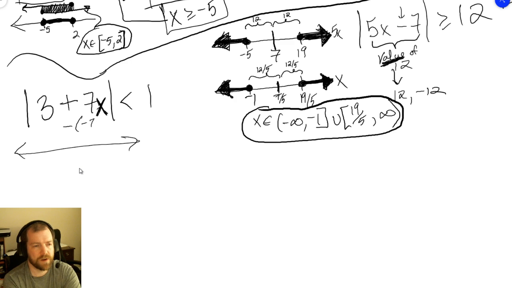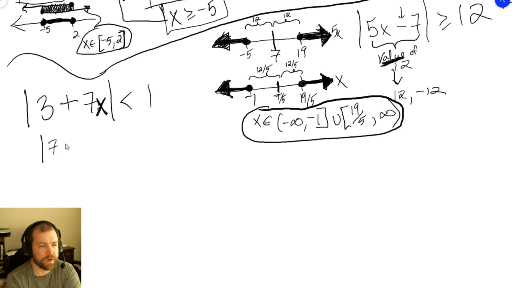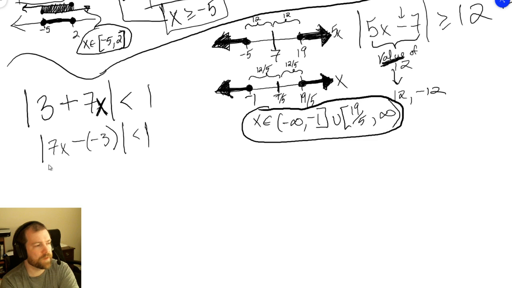Instead, what I would do is rearrange this so that this is now the absolute value of 7x minus parentheses negative 3 less than 1. Keep the variable term positive. So if that means that it's already positive here and you want to make this a minus a negative, don't do that. Swap the locations and make the other one a minus a negative.